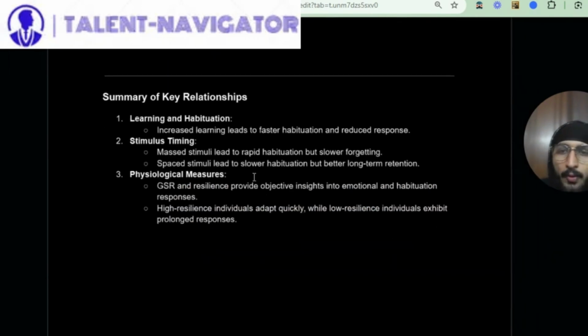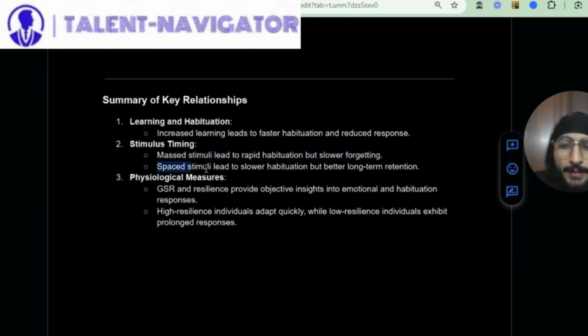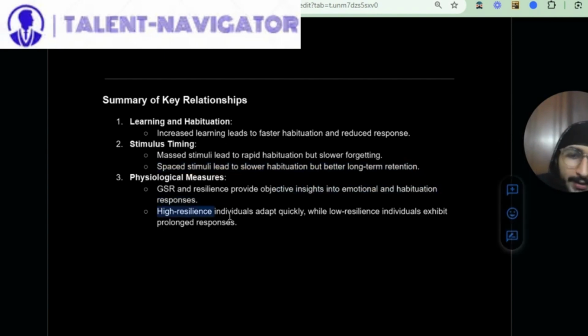Right. Now, the summary on learning and habituation. Increased learning leads to faster habituation and reduced response. Stimulus timing: massed stimuli lead to rapid habituation but slower forgetting, and spaced stimuli lead to slower habituation but better long-term retention. Physiological measures: GSR and resilience provide objective insights into these emotional and habituation responses. High resilience individuals adapt quickly, while low resilience individuals exhibit prolonged responses.